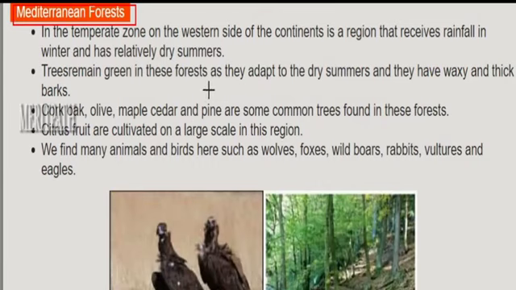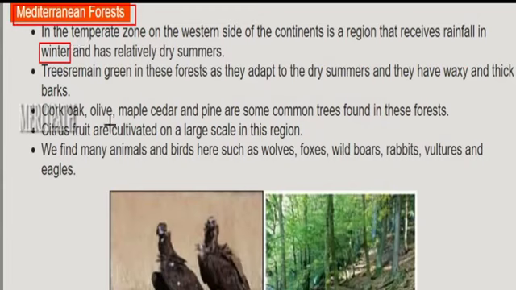It is also completely enclosed by lands of the European and African continents, in the temperate zone on the western side of the continents. Now forest is a collection of trees as we already discussed. Now what is the climate here? It receives rainfall in the winter and has a dry summer. And so here we are talking about the collective plants that grow in the Mediterranean.